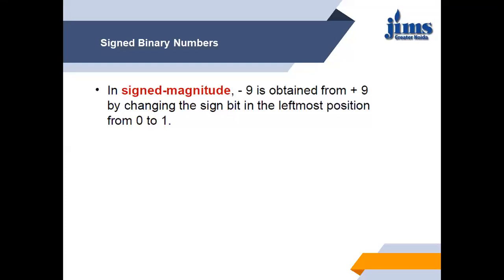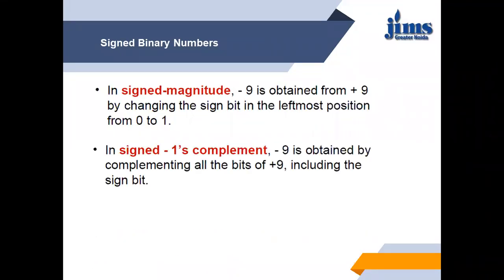Now here we can conclude that in sign magnitude, minus 9 is obtained from plus 9 by changing the sign bit in the leftmost position from 0 to 1. So what you need to do is represent the number in 8-bit representation. Keep the leftmost bit 0 for positive. Now when you are converting this number into a negative number, the leftmost bit will change from 0 to 1, and the rest 7 bits will be the same. So your number will be converted into a negative value.